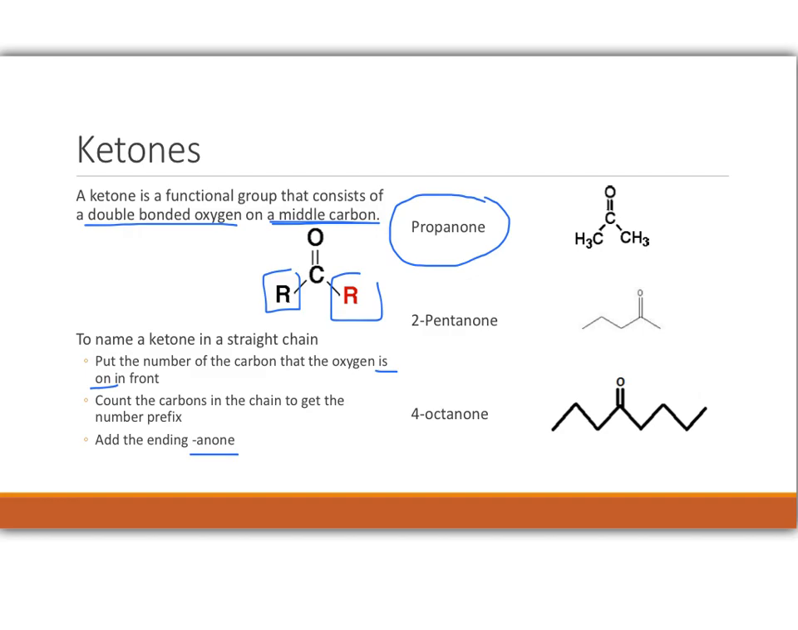I want you to think about it for a second. If I move that double bond to either of the other 2 carbons, am I still dealing with a ketone? Okay. If I move the double bond to this carbon, it's no longer a ketone. It's not on a central carbon, it's on an exterior carbon, which would make it an aldehyde.